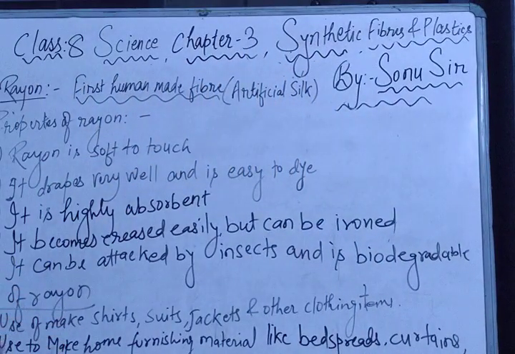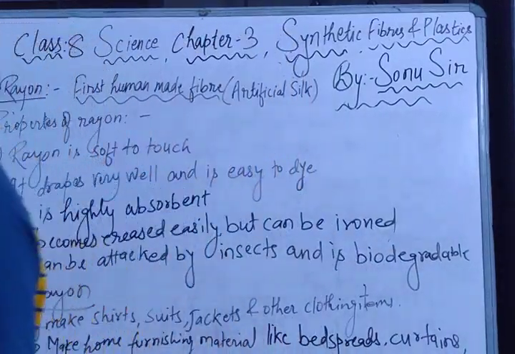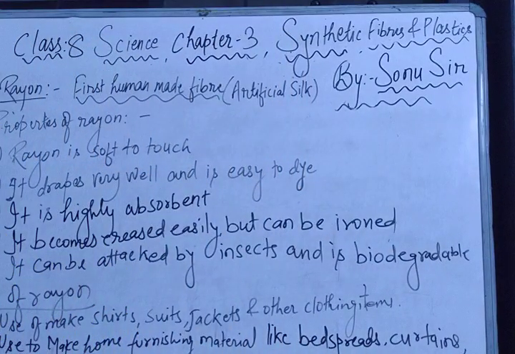Uses: to make shirts, suits, jackets and other clothing items, right? So remember dear students, whenever we are talking about the uses of rayon, rayon is used to make shirts, suits, jackets and other items of clothing. It is also used to make home furnishing material like bedspreads, curtains, carpets, tablecloths and so on. In addition, it is used to make bandages, diapers and so on. So these are the uses of rayon.